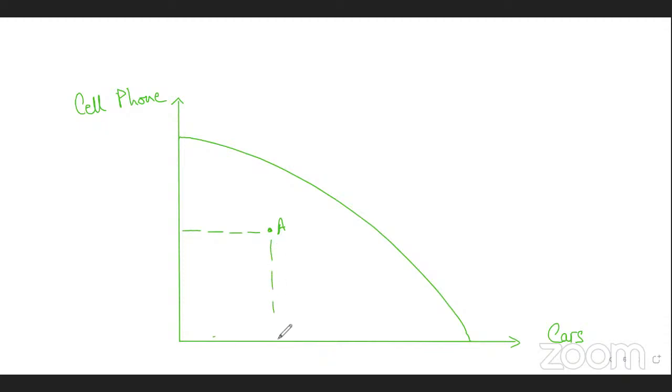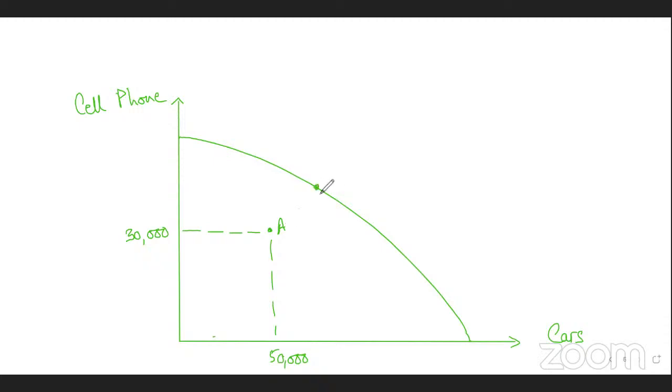Yes or no? So when you operate on any point within the curve, this means that an economy is not fully utilizing its resources, and therefore it's not maximizing its output. So therefore, it cannot be allocatively efficient. Why? Because you're not fully utilizing your resources.